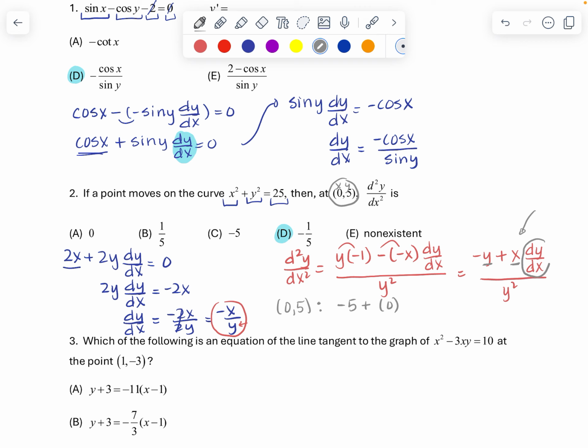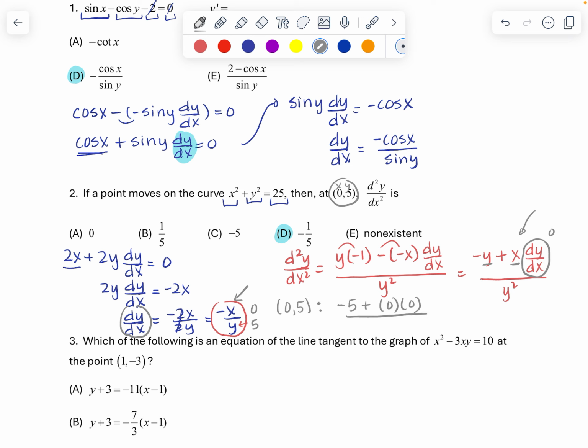If you get stuck with a dy dx, you have to go back to here, what dy dx was, and you have to replace that with 0 and 5 also. So if I replace this with a 0 and a 5, negative 0 over 5 is still 0. So dy dx is 0, so it'll be 0 times 0. Obviously on this one, I didn't need to do that, but you probably will on the test. I wanted to make sure you understood that.